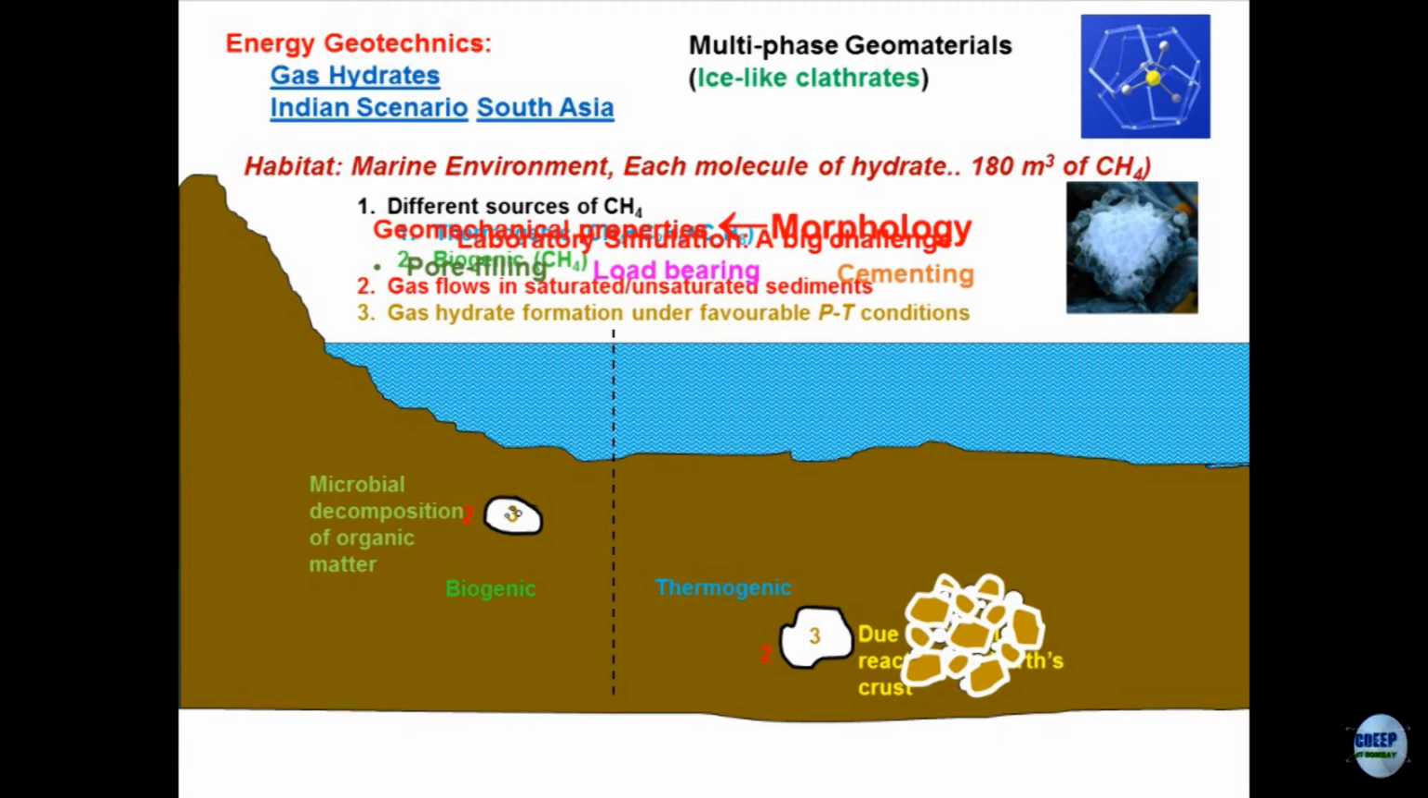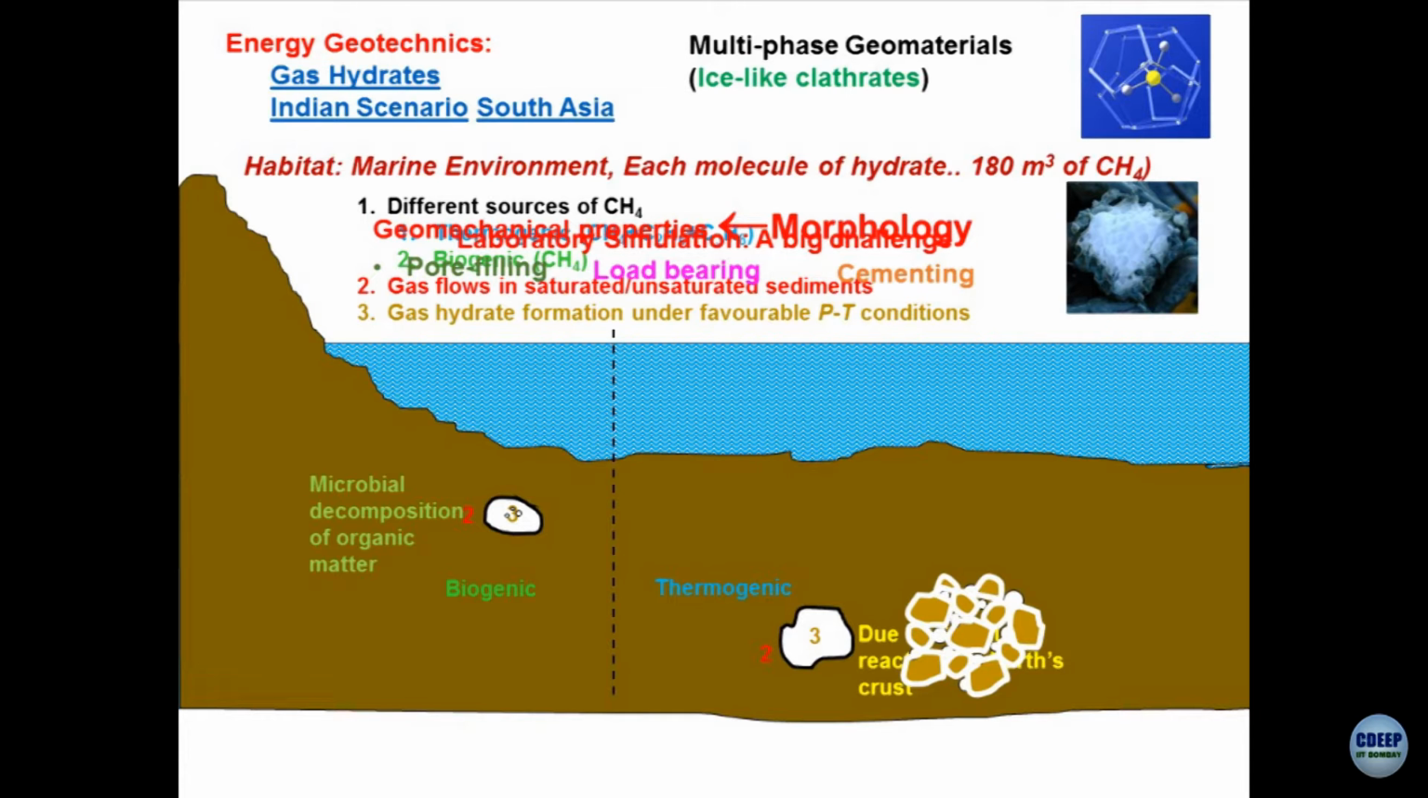That means, as you were asking, the more pressure I apply on the system and the lower the temperature, so many molecules of methane gas can be packed inside the matrix that once you take out this system and put it to STP, standard temperature pressure condition, you can produce 180 meter cube of methane gas. Imagine, that would be the most wonderful thing.